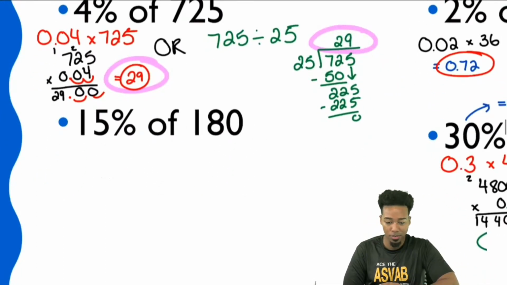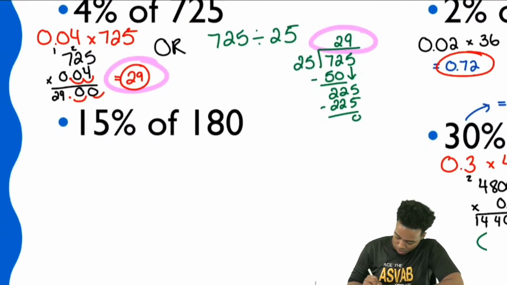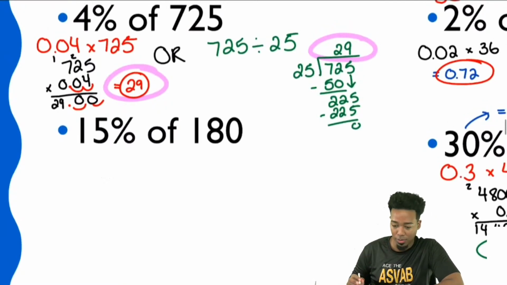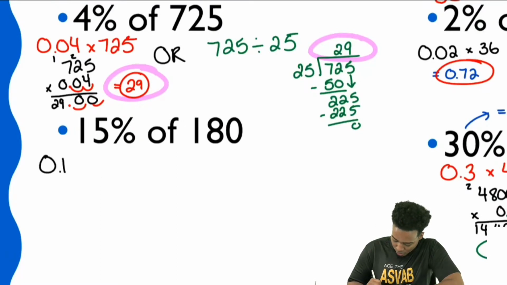And so then the last one here for the 180, we can have 15% of 180. And I got you, Aaliyah, right after this one. So 15% of 180, we can turn that into 0.15 times 180, which would end up being like this.